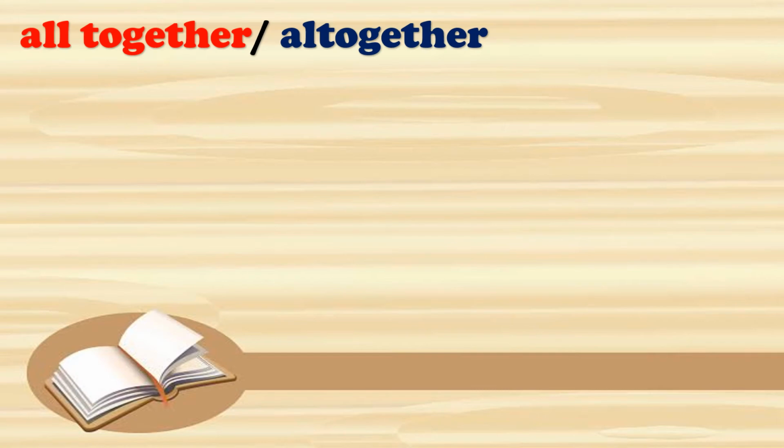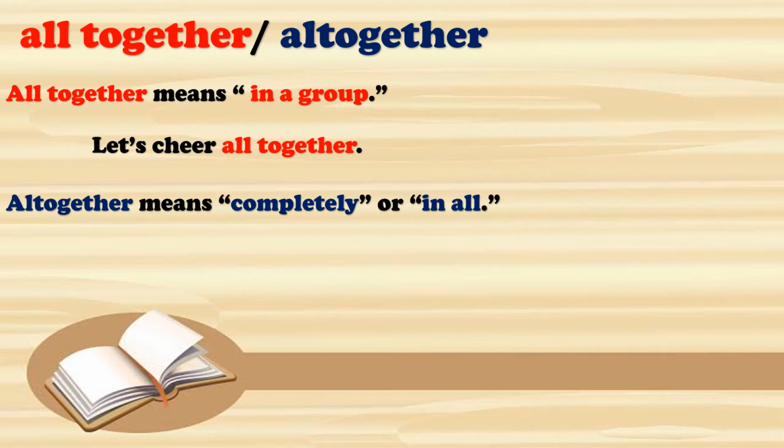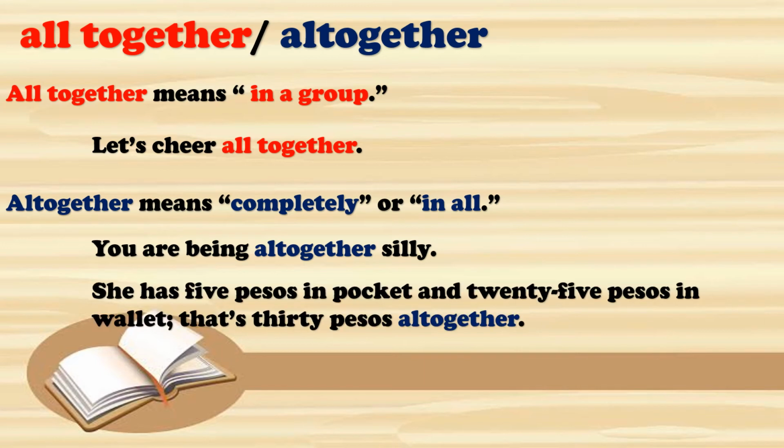Now let us have this pair. All together, altogether. All together means in a group. Example, let's cheer all together. Altogether means completely or in all. Example, you are being altogether silly. Another, she has 5 pesos in her pocket and 25 pesos in her wallet. That's 30 pesos altogether.